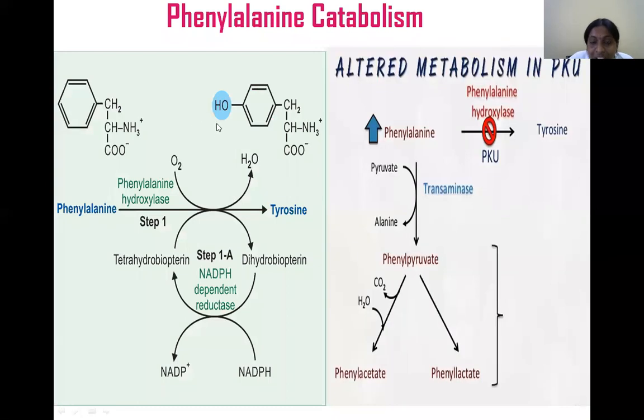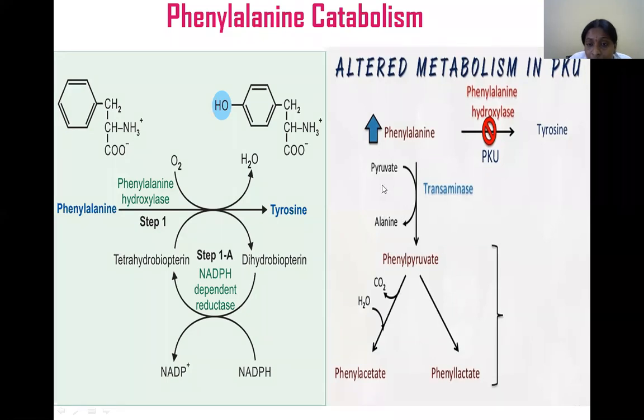This is the normal phenylalanine catabolism. Here the phenylalanine is converted into tyrosine in the presence of its cofactor, NADPH-dependent reductase enzyme. Tetrahydrobiopterin is converted into dihydrobiopterin. Altered metabolism in phenylketonuria: when there is a deficiency of phenylalanine hydroxylase enzyme, it can't be converted into tyrosine. Here the phenylalanine levels increase, accumulate in tissue and blood, and are excreted in urine.